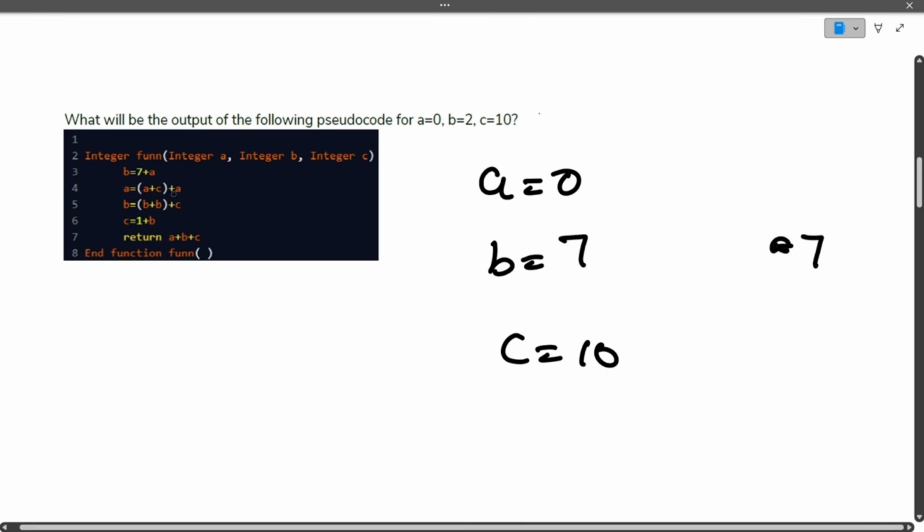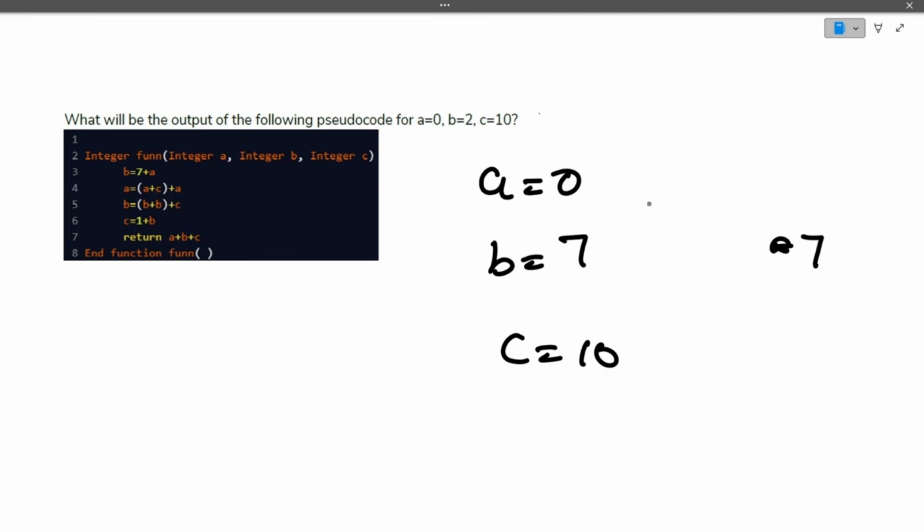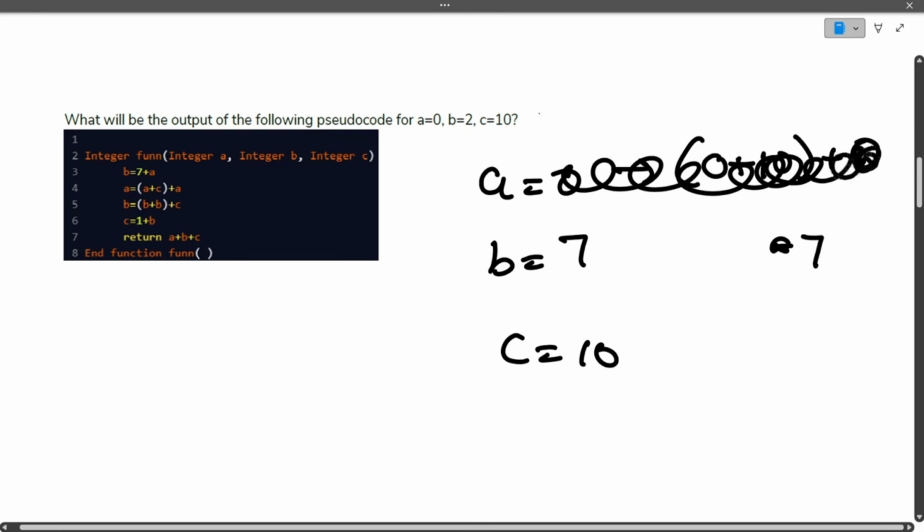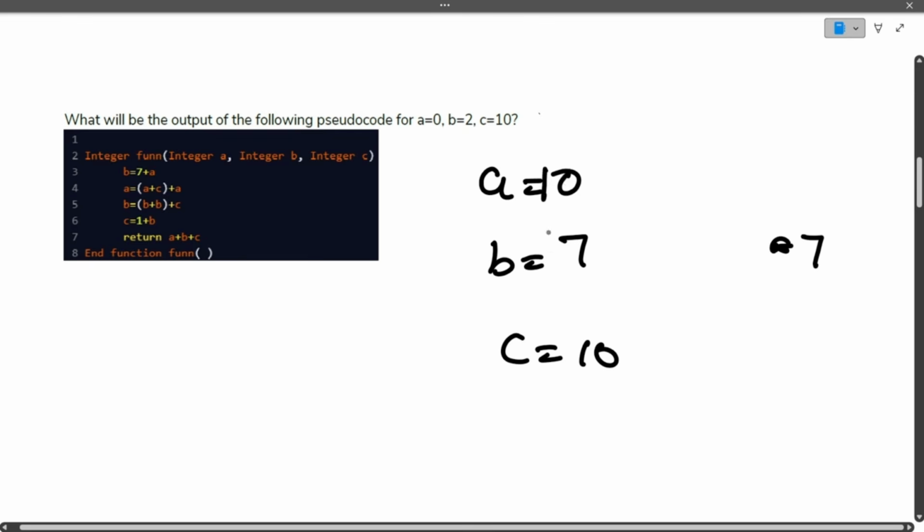Next, the value of A is getting updated to A plus C plus A. So A is modified to A plus C. What is currently A? 0, plus C. What is C? It is 10, plus A, that is 0 only. So it has become 0 plus 10, which is 10, 10 plus 0 is 10 only. So now the updated value of A becomes 10. So A has become 10, B has become 7.